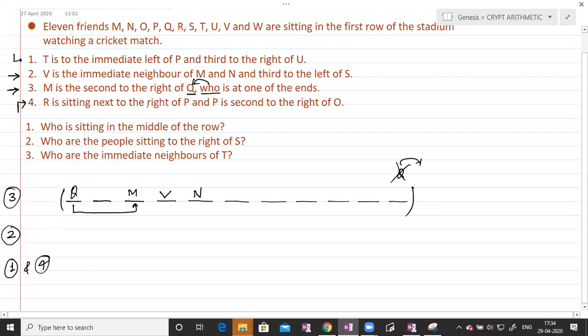R is sitting next to the right of P and P is second to the right of O. Try to understand what is P given here. T is to the immediate right of P and the third to the right. Can I say that if I plug in P here, where should be R? R must be here because R is sitting next to the right of P and P is second to the right of O. O must be here, right? Second to the right.